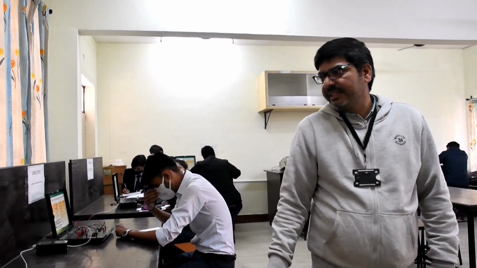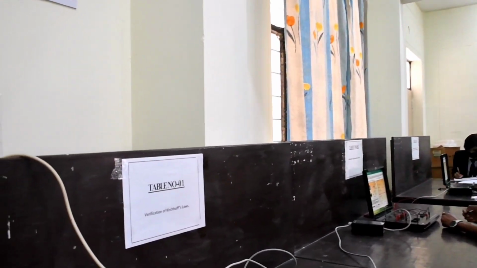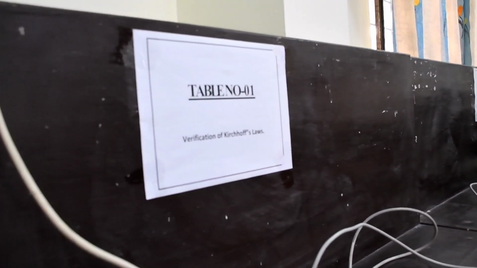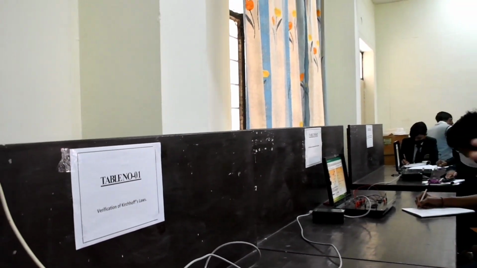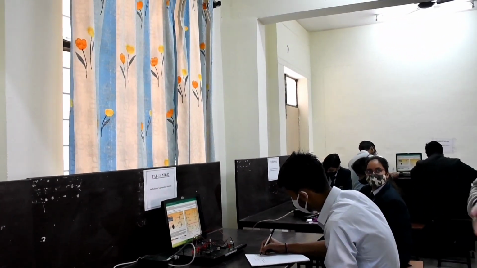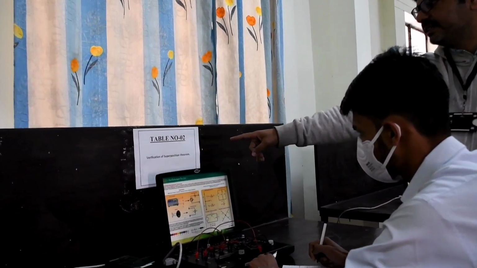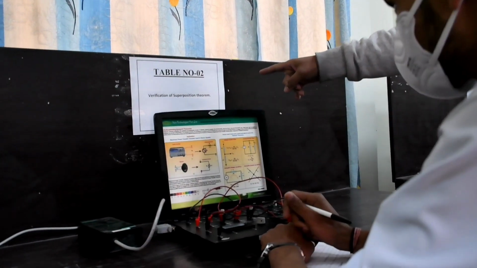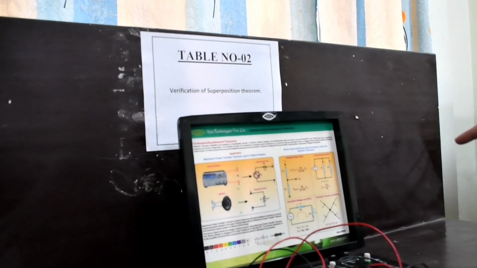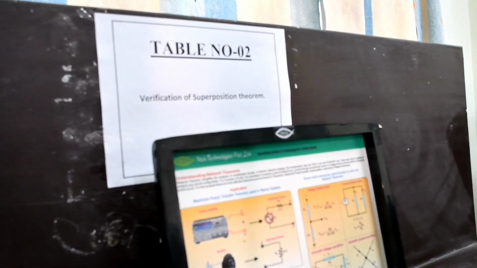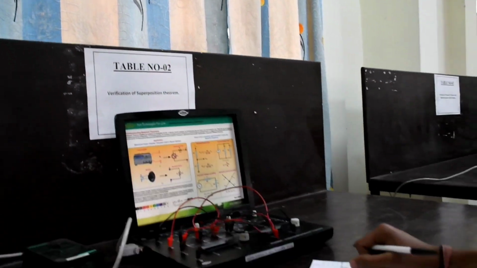In this lab we have 10 hardware experiments, which are in the syllabus of the AKTU. First one is verification of the Kirchhoff's law, where we discuss nodal and mesh analysis. And the second experiment is about the verification of the superposition theorem, where we discuss about the verification of the superposition theorem.